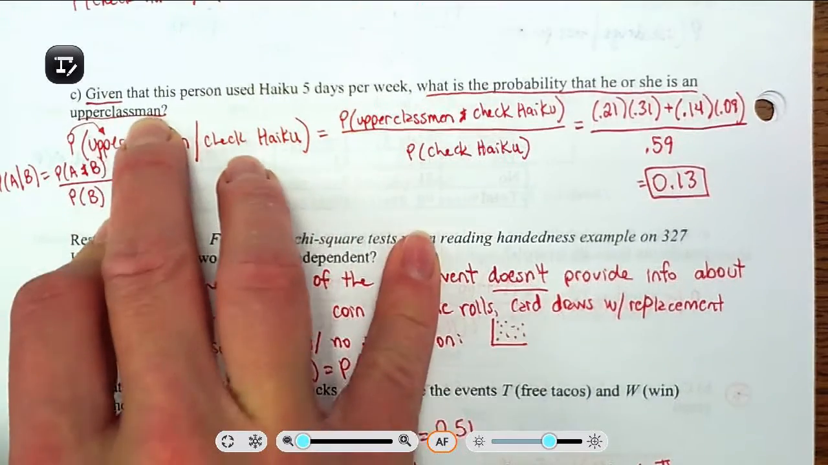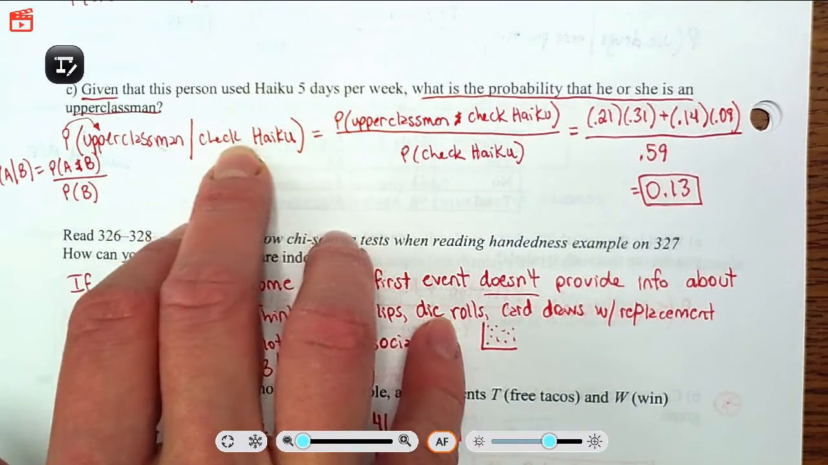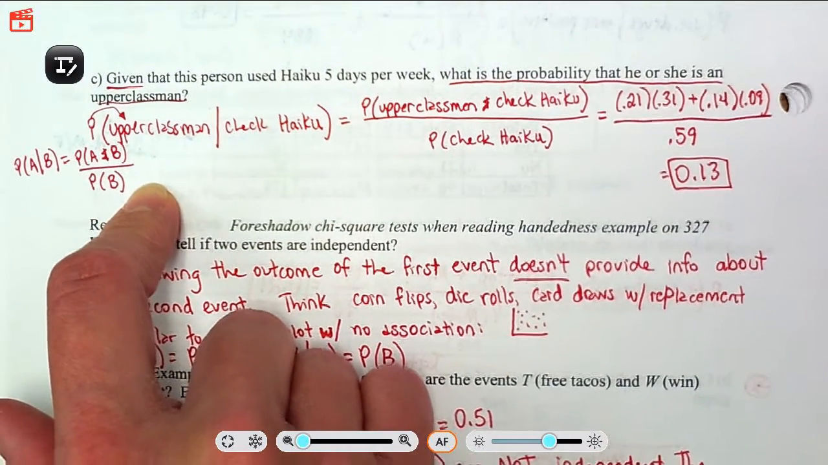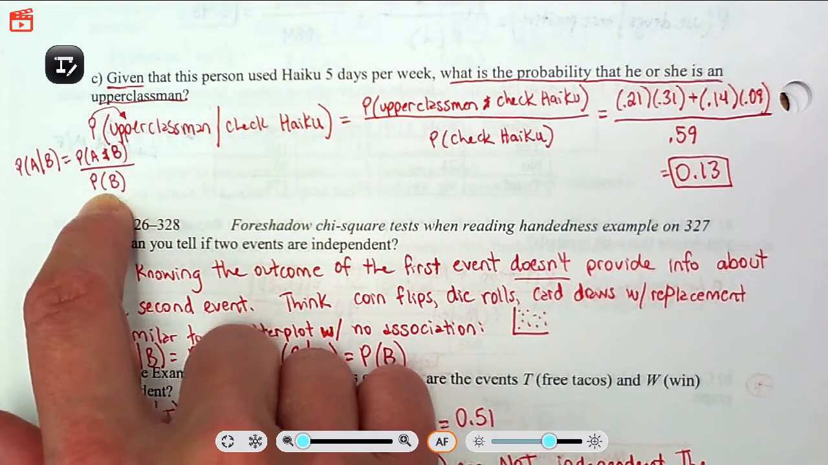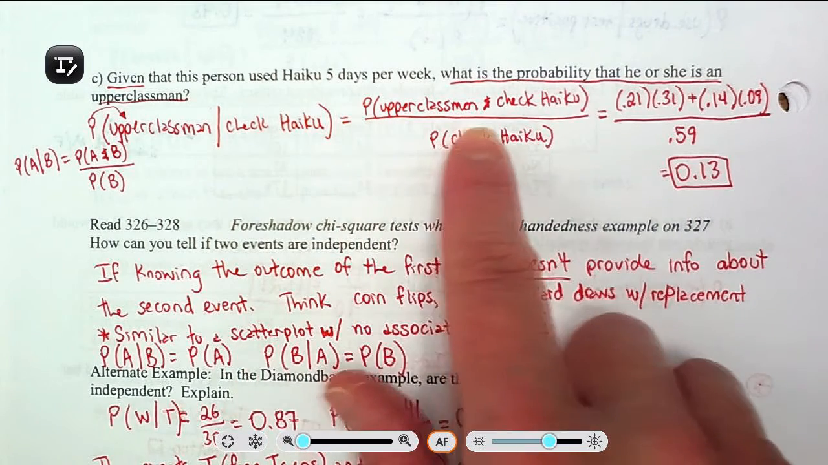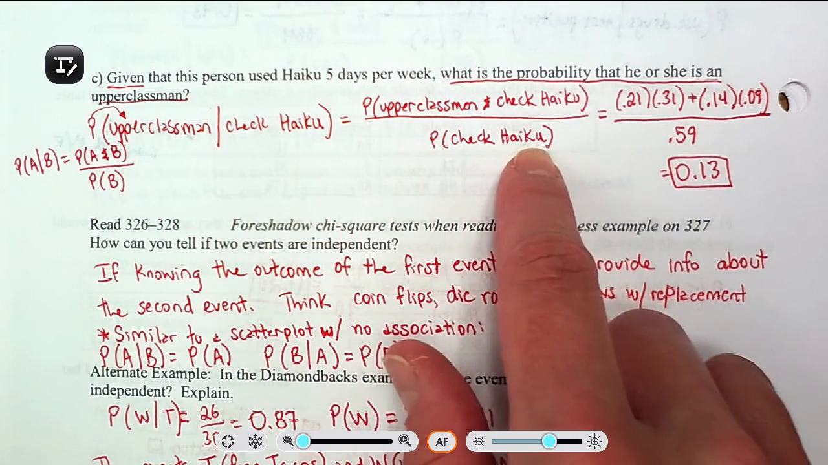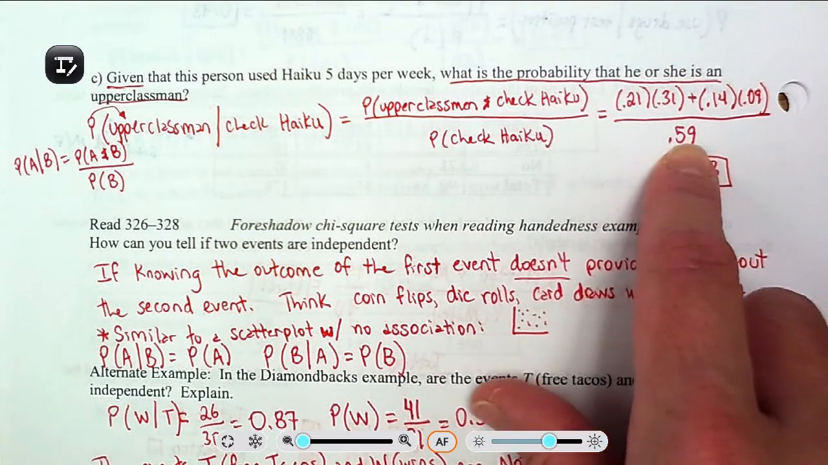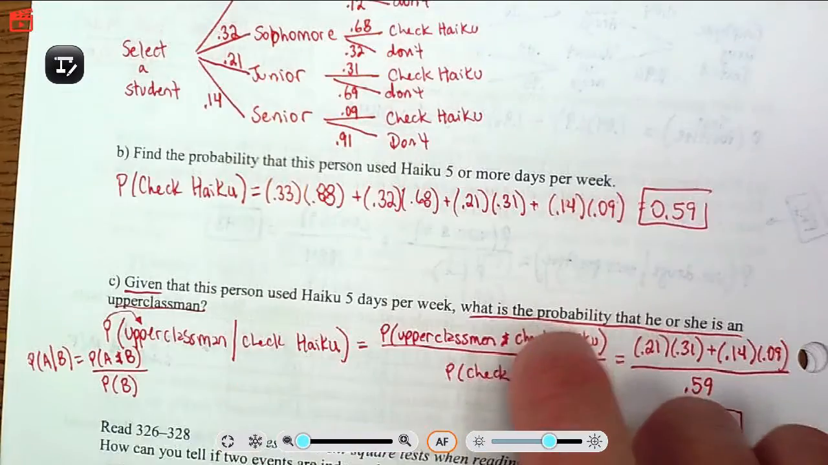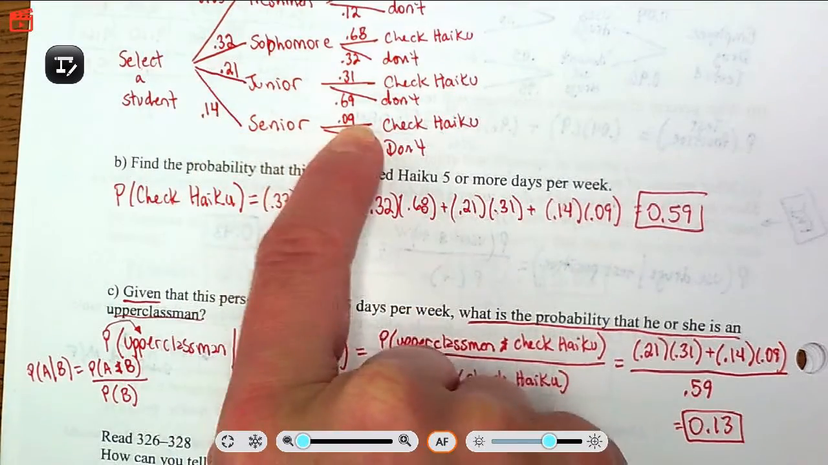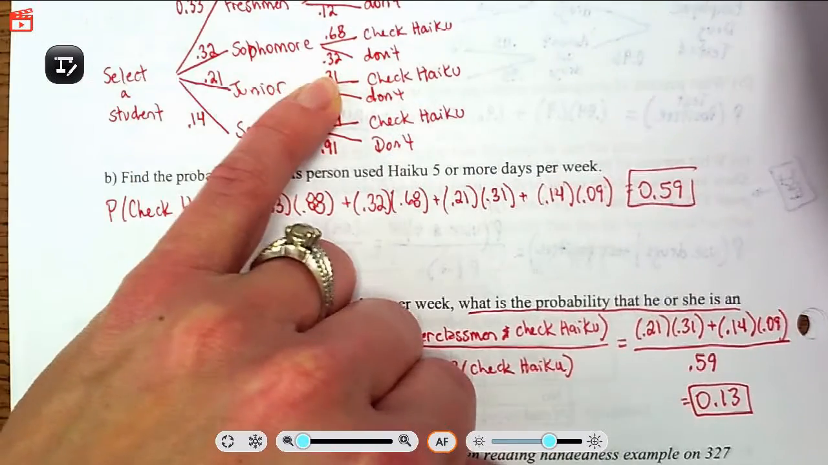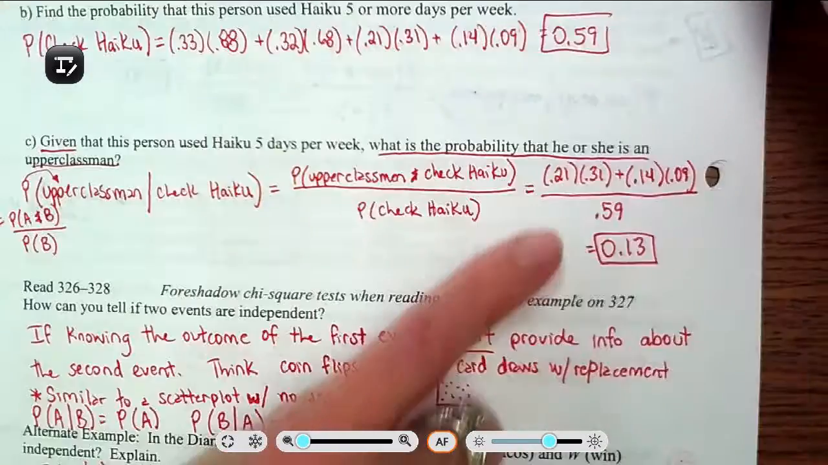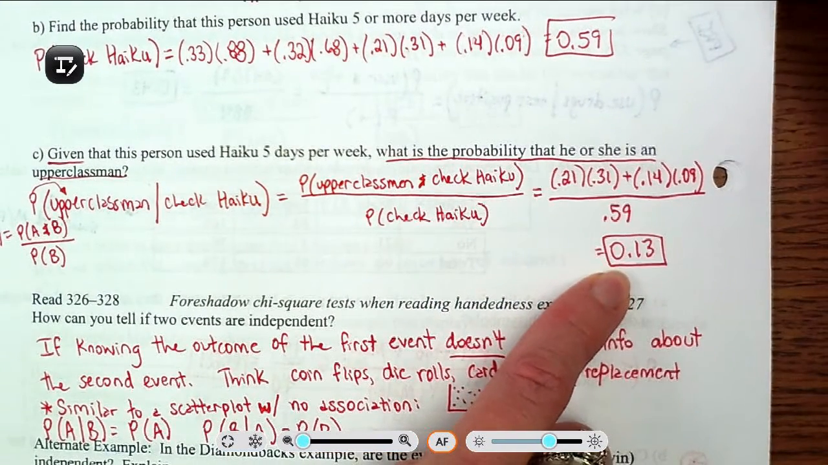So the probability of upperclassmen, given they check Haiku, is going to use this probability rule. Probability of A given B equals the probability of A and B happening over the probability of B. That's the probability of upperclassmen and check Haiku over the probability of check Haiku. So if that's all the people that check Haiku, then that goes down there. And the probability of upperclassmen and check Haiku is the juniors that check Haiku and the seniors that check Haiku. So 0.21 times 0.31 and 0.14 times 0.09. Okay, so that's 0.13.